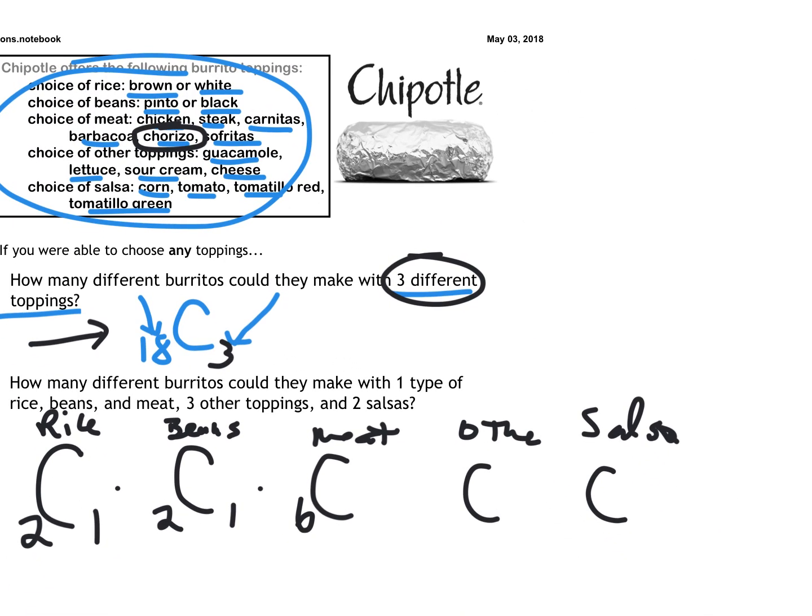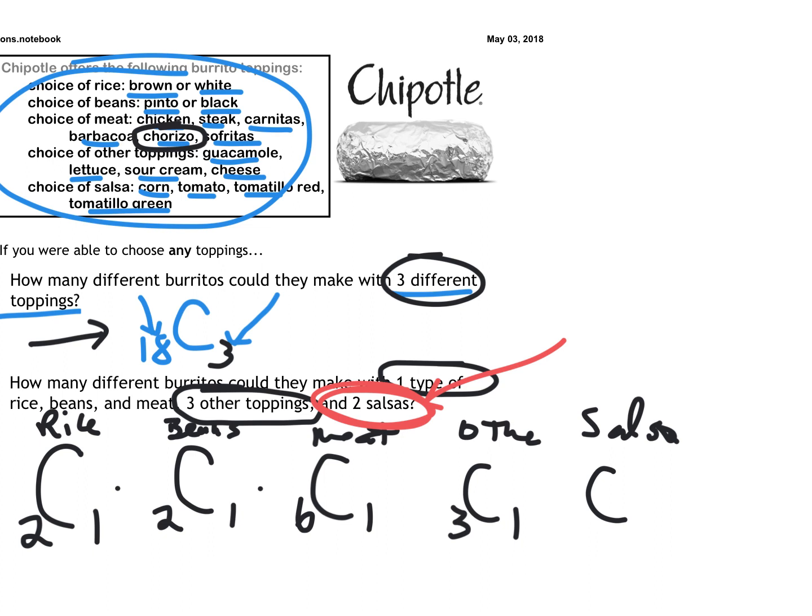And how many do you get to pick? It doesn't say. Oh, wait. 1 type of. Choose 1. The other things. 3 other toppings. 3. Choose 1 of those. And 2 salsas. Ooh, 2 salsas. They want you to pick 2 kinds of salsa. Some people do that. They mix them. So then how many salsas are there? 1, 2, 3, 4 salsas, and you get to pick 2 of them. I told you, this problem all of a sudden got too complicated.